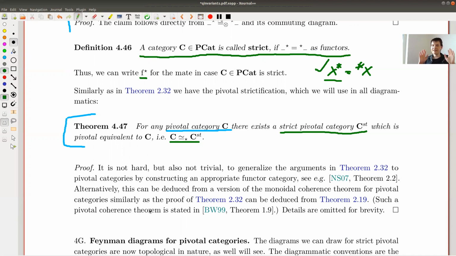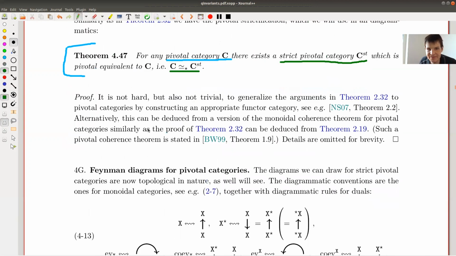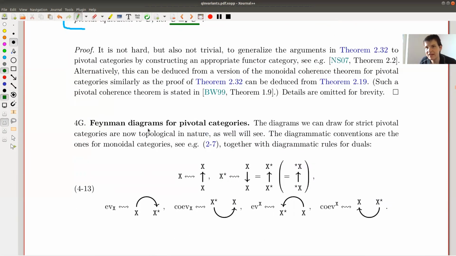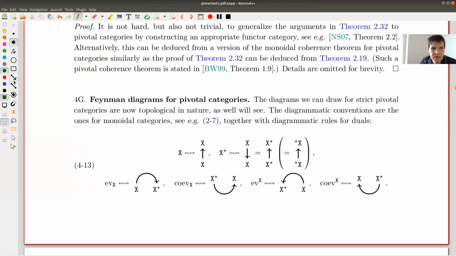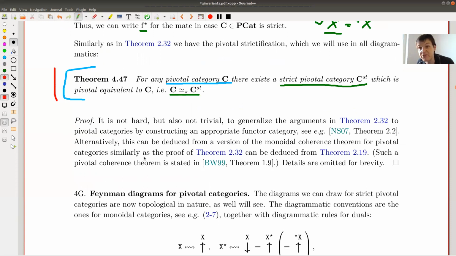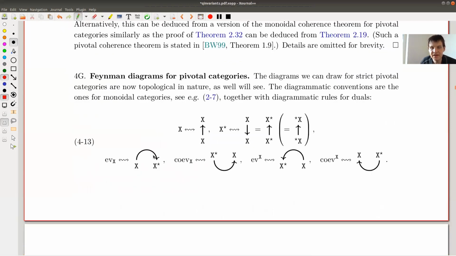The point is, of course, the same as for monoidal categories. For strict pivotal categories, I have a nice diagram calculus, and in some sense, I can strictify all pivotal categories. So I always have a diagram calculus for my pivotal categories, and that's basically the last thing I want to do. Not quite, but well, we'll see. But it will be very nice. So in a strict pivotal category, and this theorem tells you that all categories are strict in a reasonable sense.